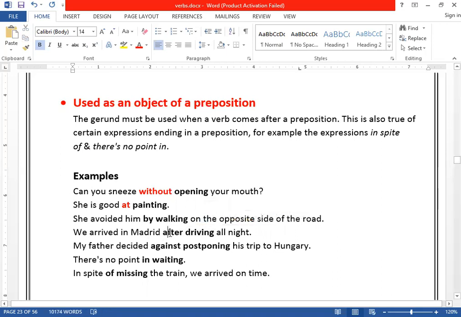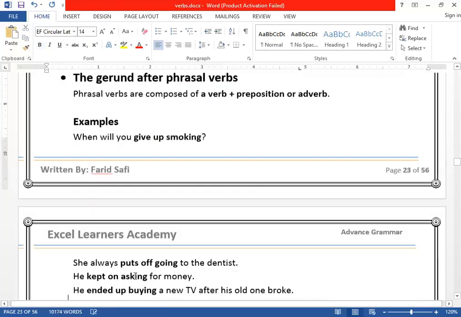After is a preposition, driving is a gerund. My father decided against postponing his trip to Hungary. So we have postponing. Postponing is a gerund and against is a preposition. There is no point in waiting. In is a preposition, waiting is a gerund. In spite of missing. In spite of is a compound preposition, and missing is called a gerund. A gerund can be the direct object of a preposition.